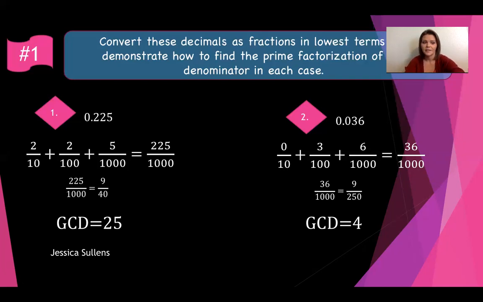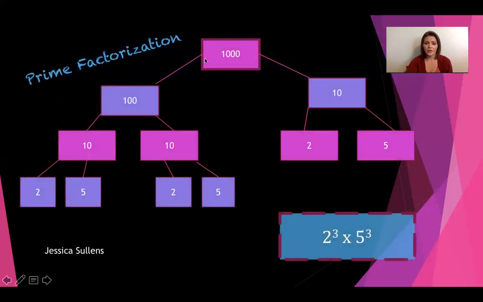So let's look at our prime factorization over here. Before we simplified, our denominator was 1,000. I went ahead and did 1,000 since it was the same for both problems. I simplified this down to 10 times 100, so it makes 1,000. Over here, the 10 we can simplify down even more, and we get 2 and 5. Over here, we do our 100, and we get 10 and 10. Then we simplify those down even more, and we get 2, 5, 2, 5.